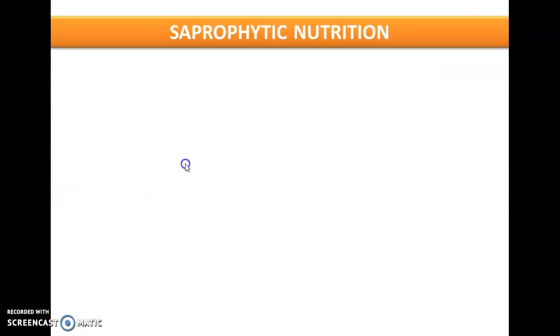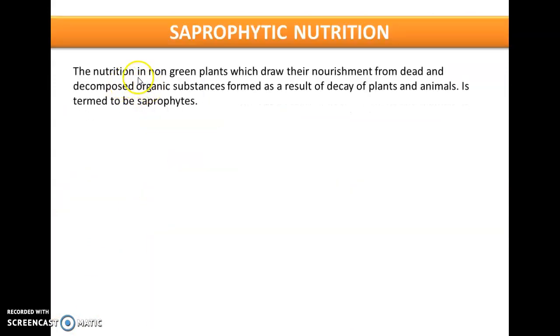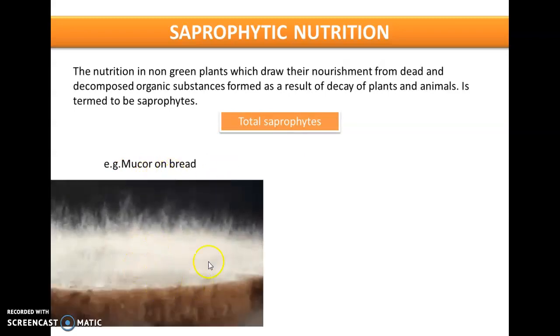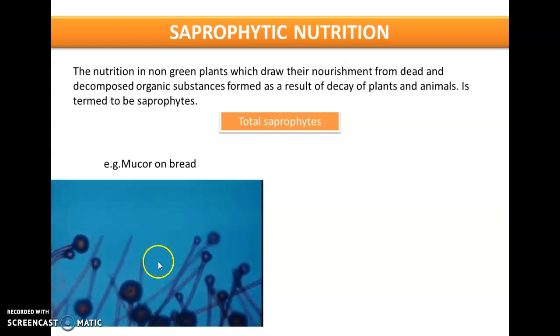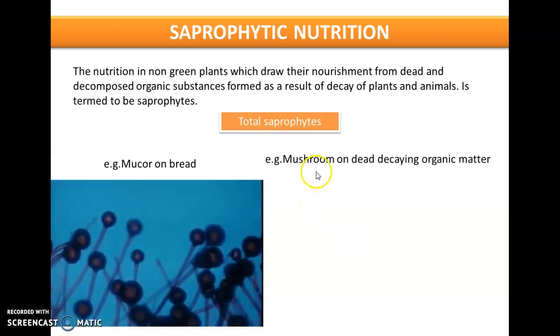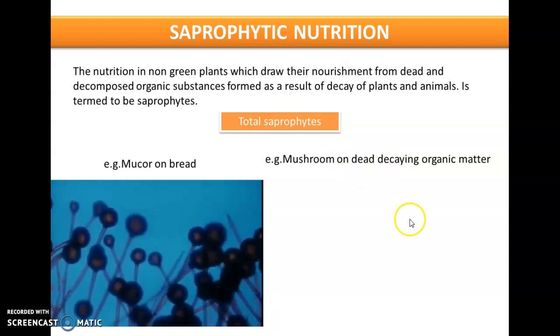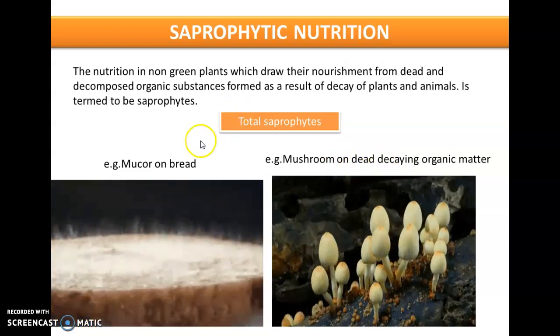Saprophytic nutrition. It is a type of nutrition in which non-green plants draw their nourishment from dead and decomposed organic substances formed as a result of decay of plants and animals; such plants are termed saprophytes. There are two types. First is total saprophytes. For example, mucor that grows on bread is totally dependent on dead decaying organic matter. So mucor is growing on bread. On the other hand, mushroom is growing on dead decaying organic matter.